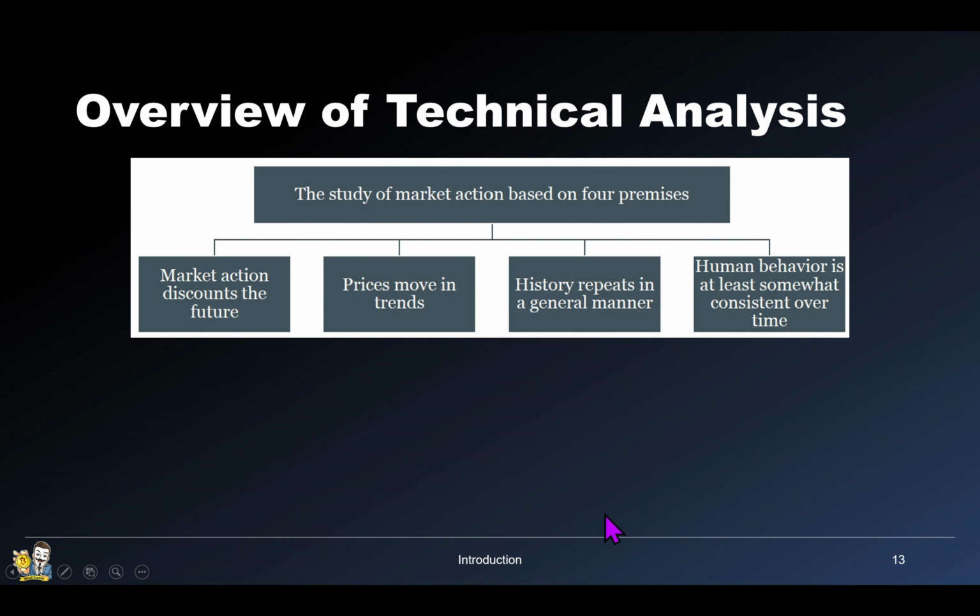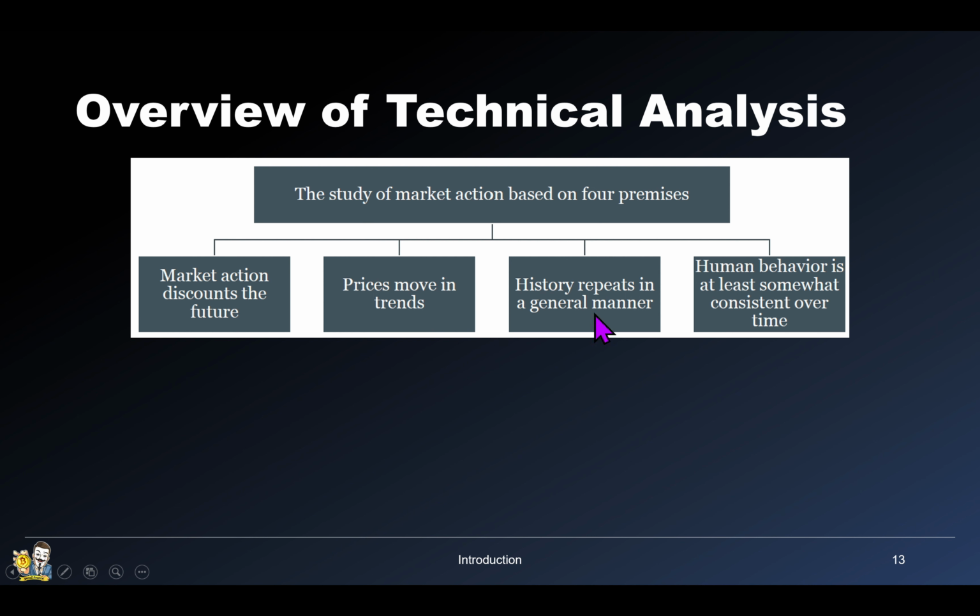A quick overview of technical analysis. The study of price action is based on 4 premises. The first one is market action discounts the future. It's possible for you to predict the price by looking at past chart data. The second one is prices move in trends. Tomorrow will probably be like yesterday, in other words.